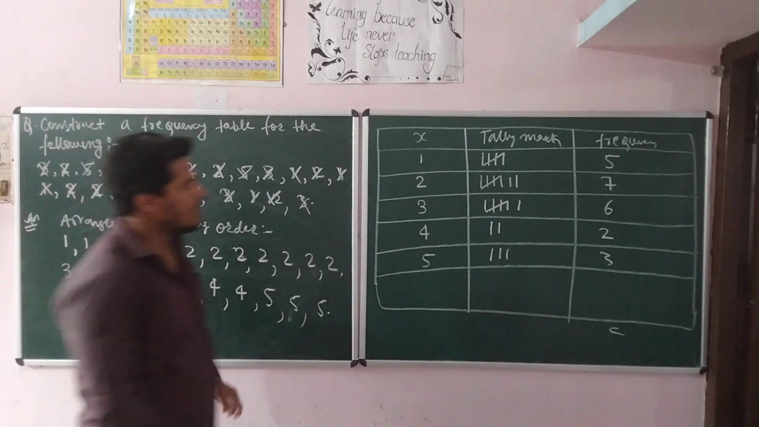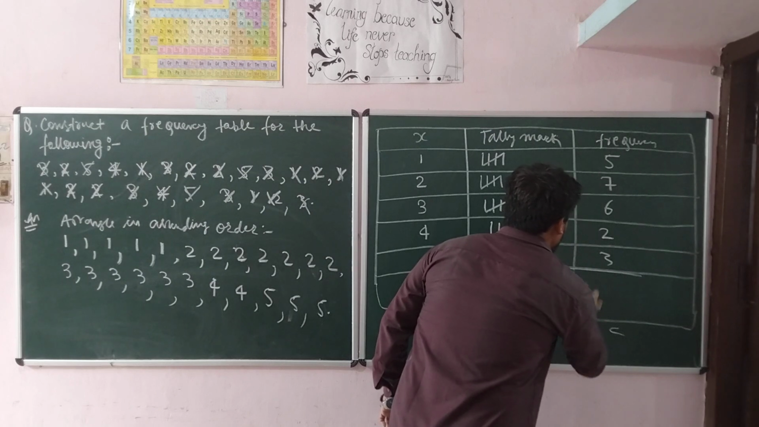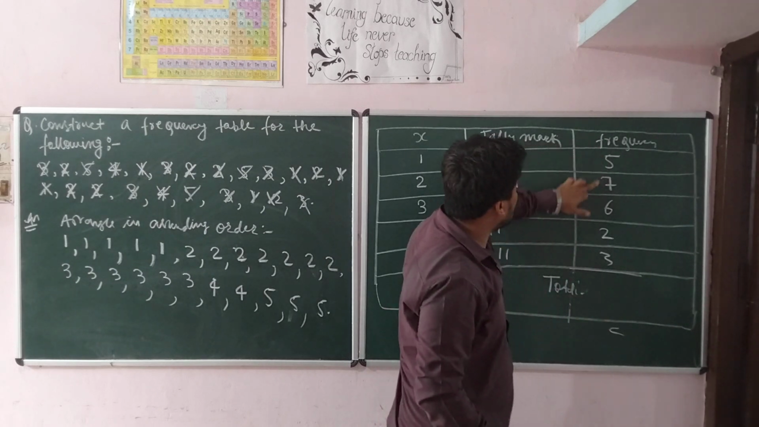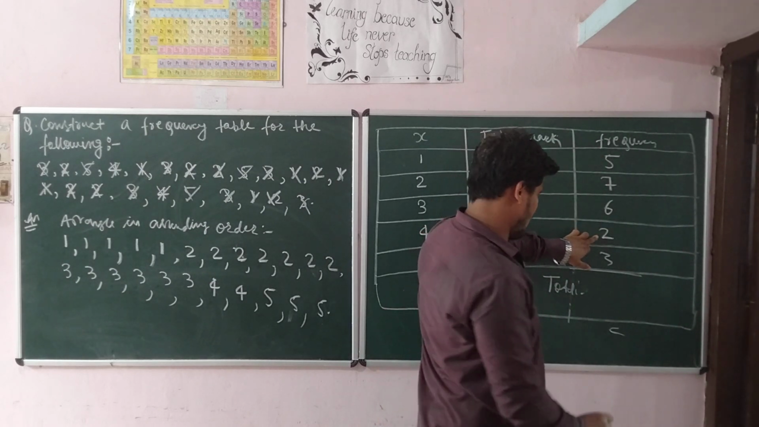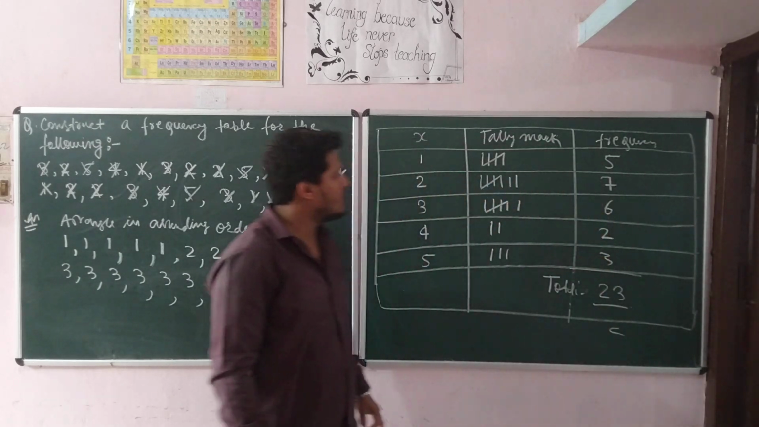Okay, and now I also have to write the total there. That is 7, 5, 12, 12, 6, 18, 18, 2, 20, 20, 3, 23. Okay, so this is the total.